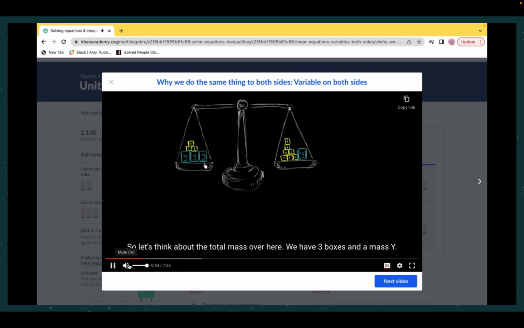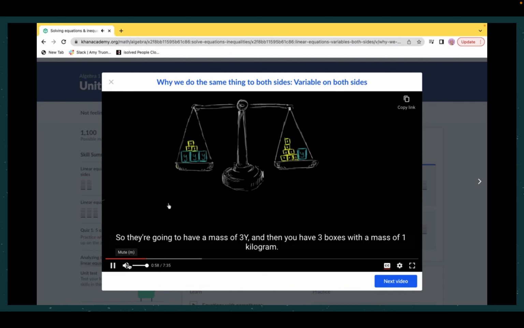So let's think about the total mass over here. We have 3 boxes of mass y, so they're going to have a mass of 3y. And then you have 3 boxes with a mass of 1 kilogram, so they're going to have a mass of 3 kilograms. Now over here, I have 1 box with a mass of y kilograms, so that's going to be my 1y right over there. I could have written 1y, but I don't need to. A y is the same thing as 1y. So I have the y kilograms right there.